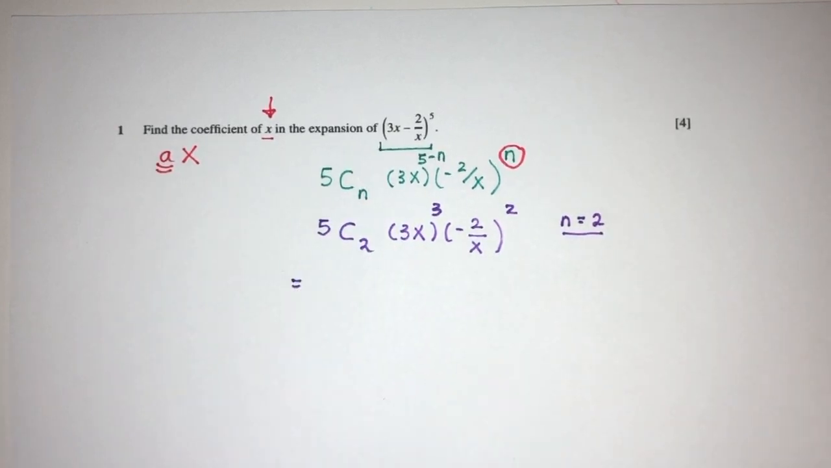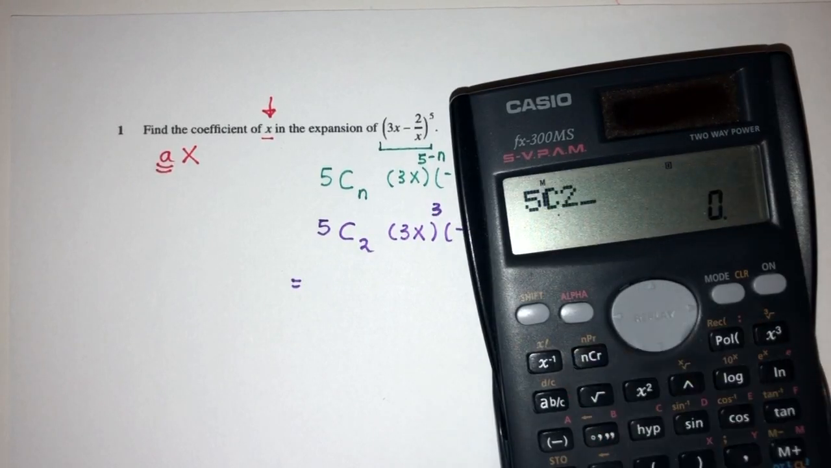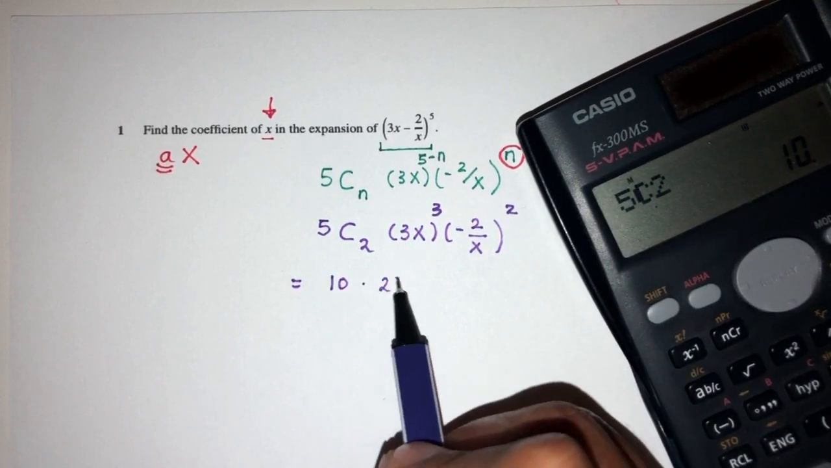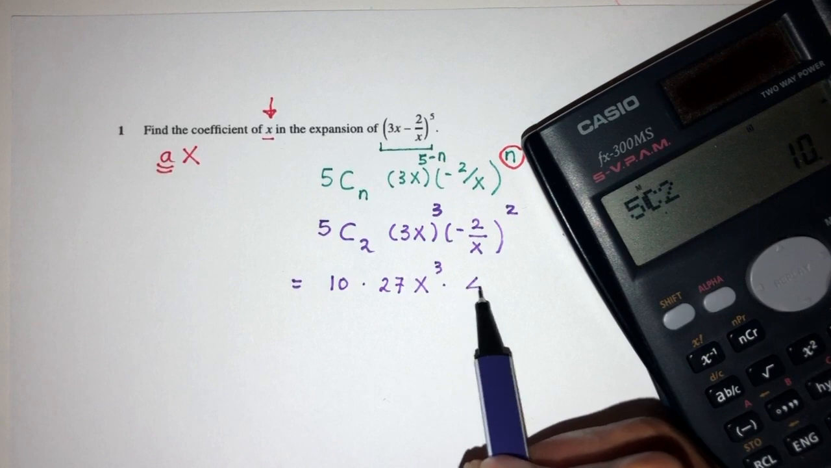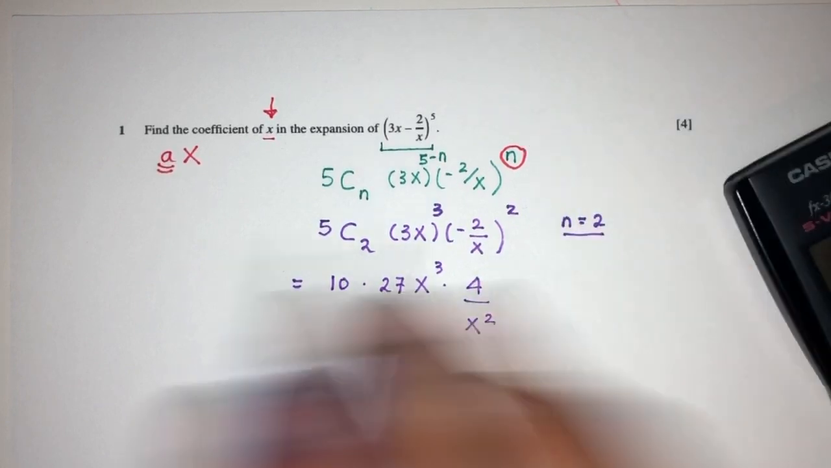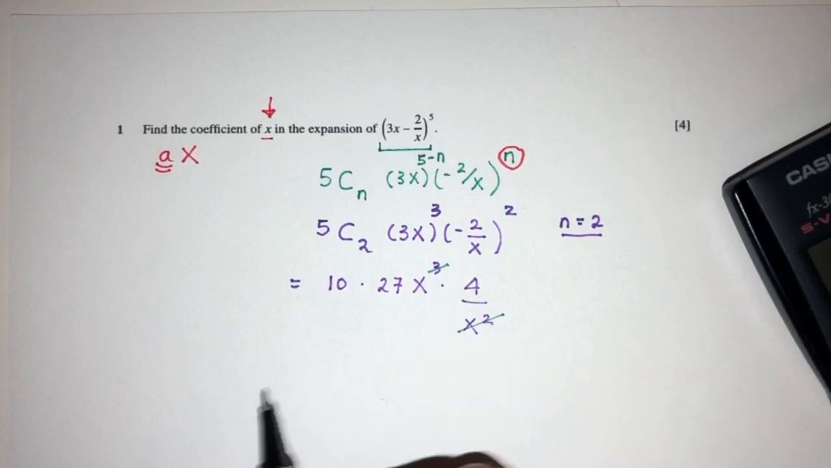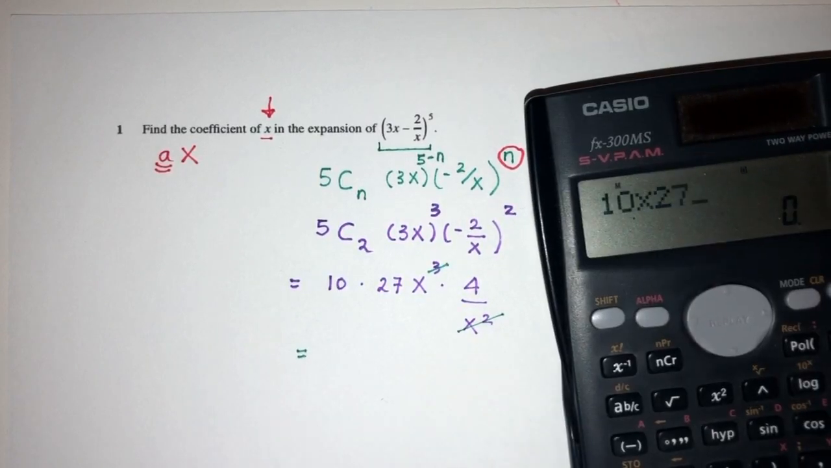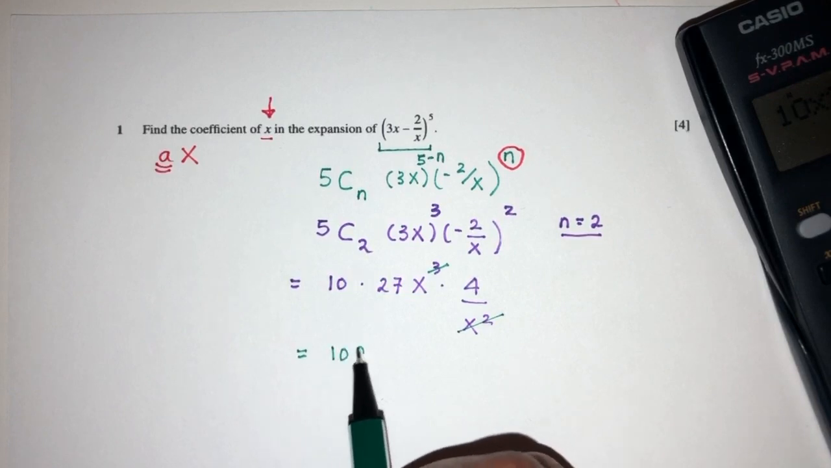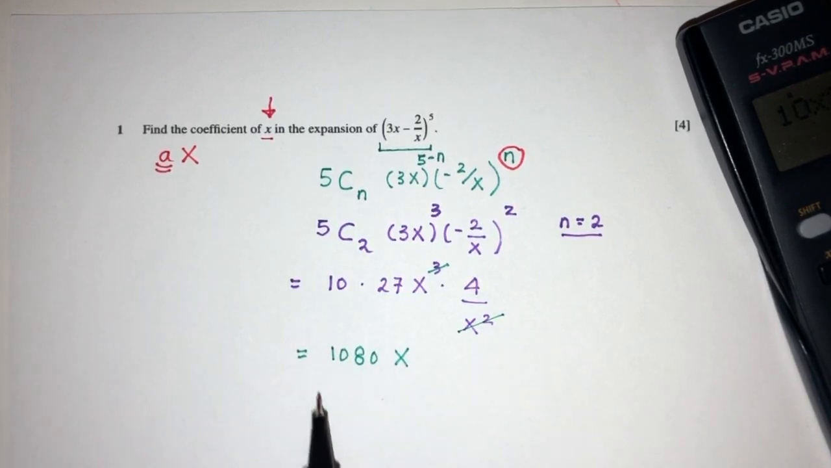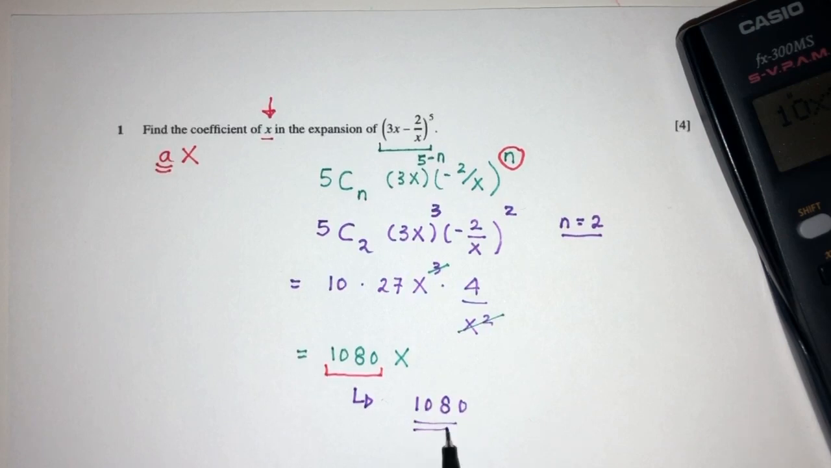So one by one. Again, how do I know this? It is by trial and error, step by step thinking, or you can just expand the whole thing as well to find the term in x. It is up to you. 5 choose 2, that should be 10. That will be 27x cubed. That will be 4 over x squared. Simplify. This and this will cancel out, so you will have what? 10 times 27 times 4. That should be 1080x. But your answer will be just 1080, because that is exactly what we are looking for, the coefficient of x, which is 1080 as your answer for this question.